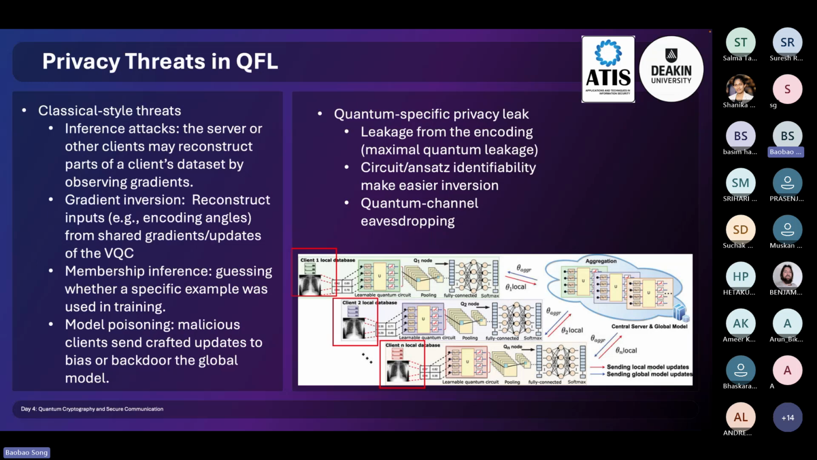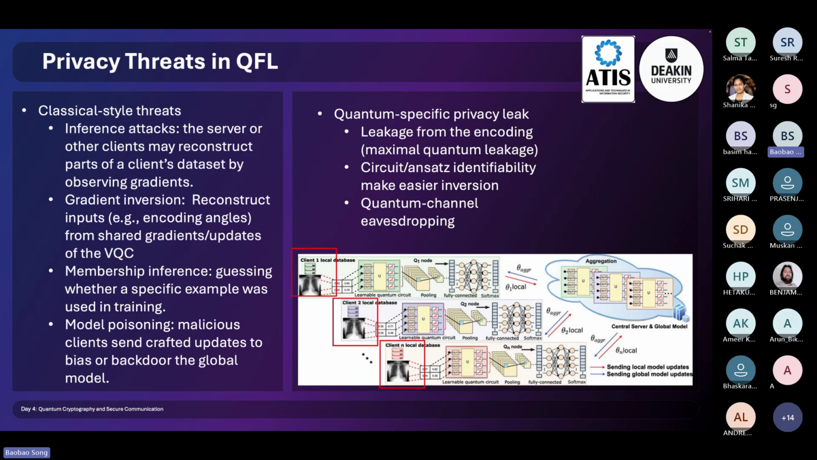And gradient inversion means that we want to reconstruct the input from the shared gradients or the shared parameters of the variational quantum circuit. And the last is model poisoning. It means that a malicious client sends a crafted update to the BS to implant backdoors in the quantum model. So actually, these three are similar to the last type of adversaries shown in the last slide, and these three are about the classical side.